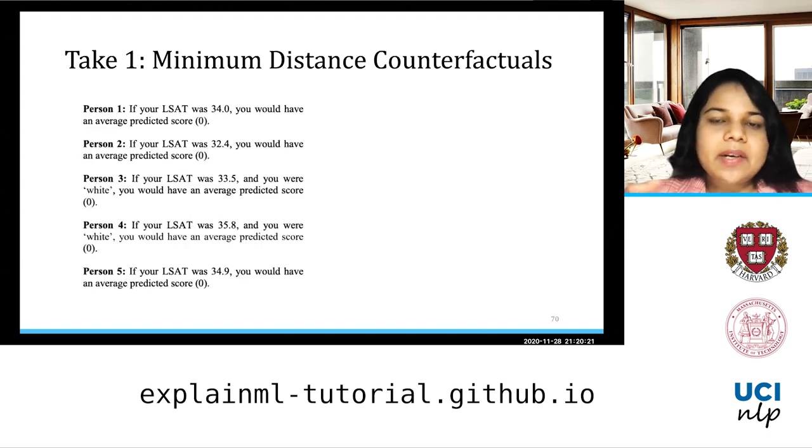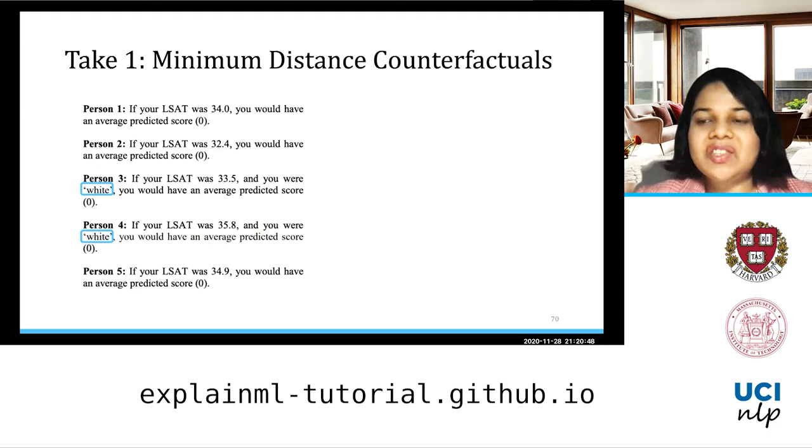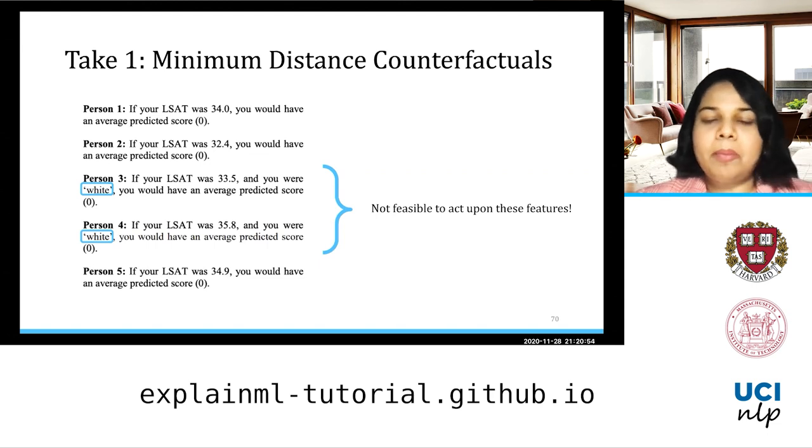These are some of the counterfactuals output by Wachter et al.'s algorithm. As you can see, in the case of person one, the counterfactual says that if the LSAT score was 34, then the person would have obtained a desired score. Other things to pay attention to here involve persons 3 and 4. What you see is that the counterfactual is asking these people to change their race in order to obtain a desired outcome. And as we all know, it is impossible to act upon these features. Now, how to fix this problem and how to generate counterfactuals which are more feasible is our next part of the discussion.